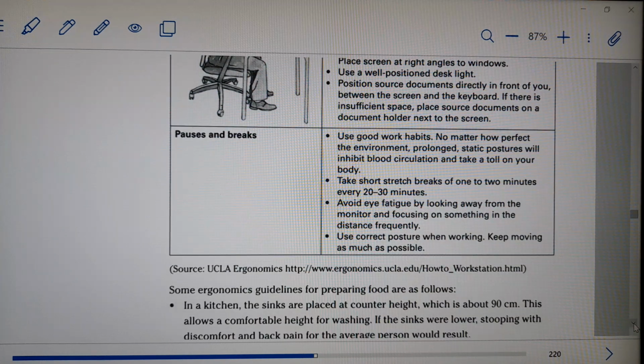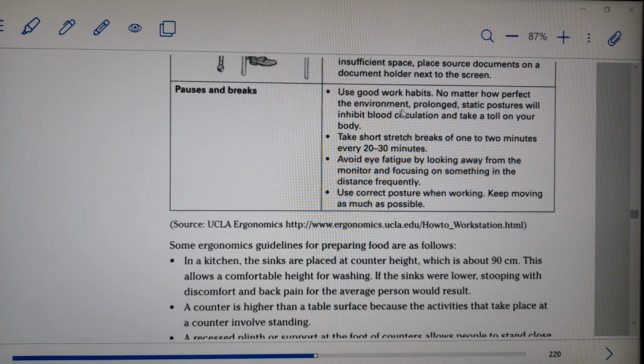Take pauses and breaks while you are on your computer. Use good work habits no matter how perfect the environment. Prolonged static posture will inhibit blood circulation and take a toll on your body. Take short stretch breaks for 1 or 2 minutes every 20 to 30 minutes. Avoid eye fatigue by looking away from the monitor and focusing on something in the distance frequently. Use correct posture when working and keep moving as much as possible.